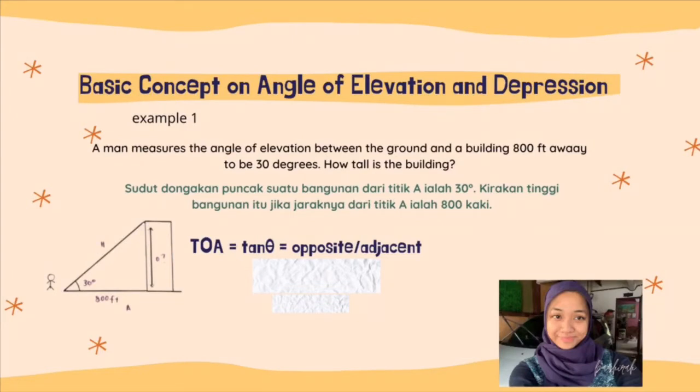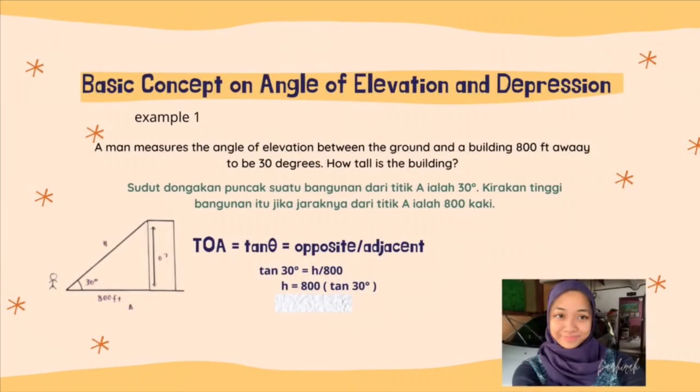For example 1, a man measured the angle of elevation between the ground and a building 800 feet away to be 30 degrees. How tall is the building? So the first thing we do is sketch a diagram and enter all the information we got from the question. Then we will use the right formula. The formula we use in this question is TOA. Tan theta is equal to opposite over adjacent.